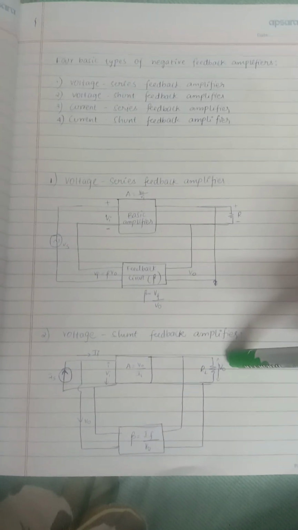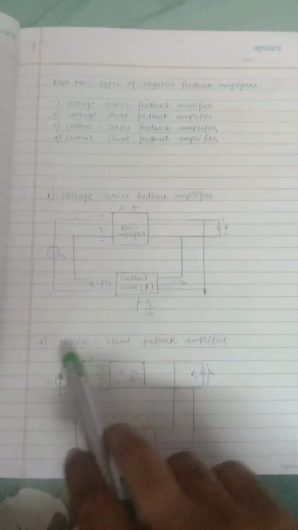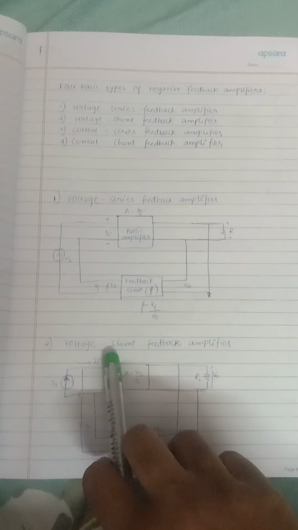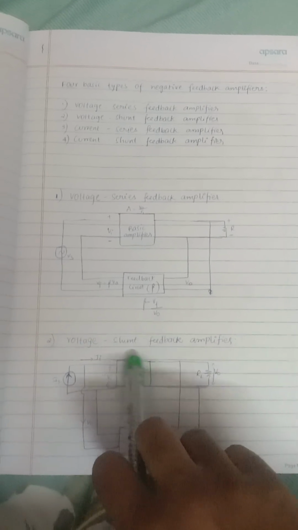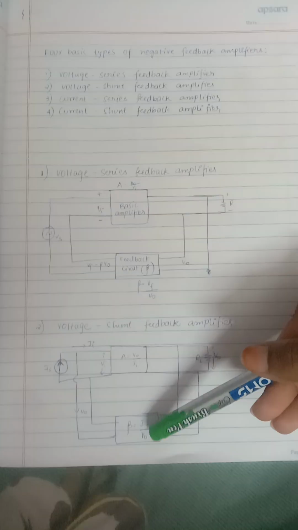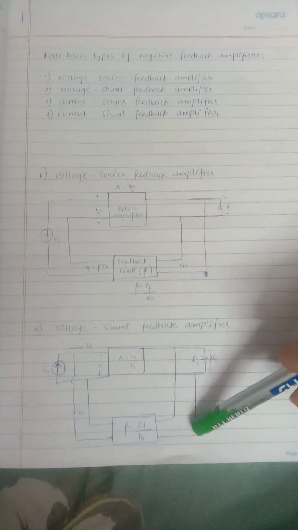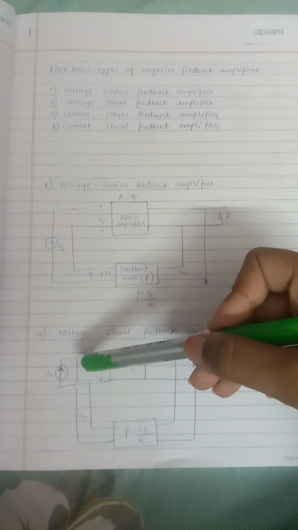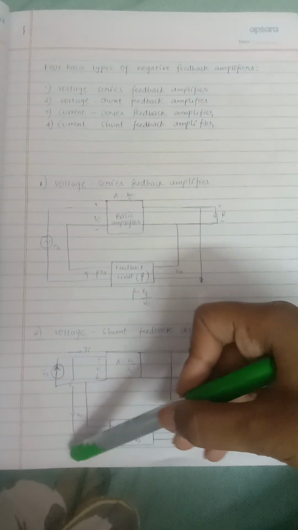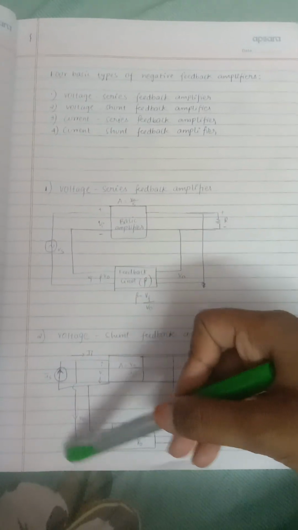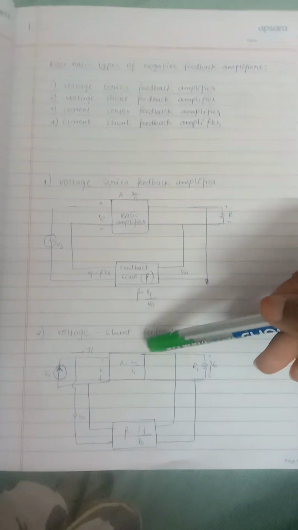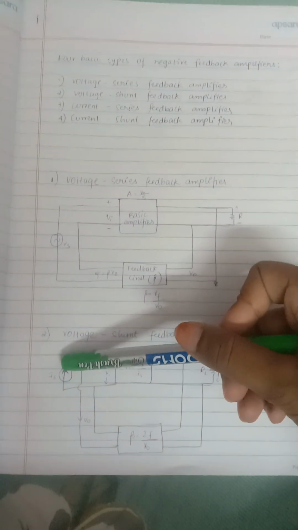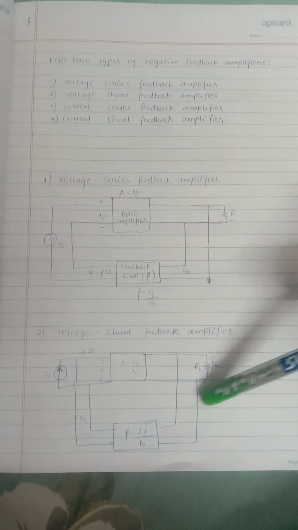Next, coming to the voltage shunt feedback amplifier. By the name itself, the sampled output is voltage, and at the input the feedback signal is in shunt mixing. So here is the basic amplifier, here is the feedback circuit, and this side it is in parallel connection to the feedback circuit, and at the input side the connection is in shunt, meaning parallel. Here the gain is equal to output voltage by input current, because here the input current is going in and the output is the voltage.